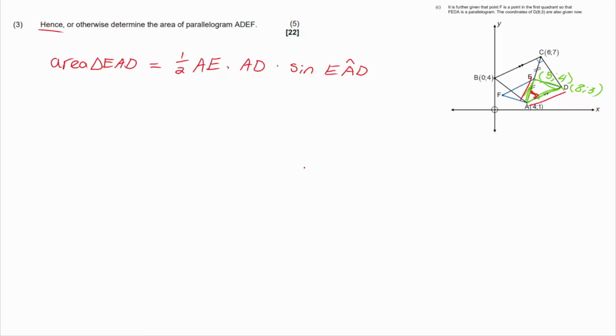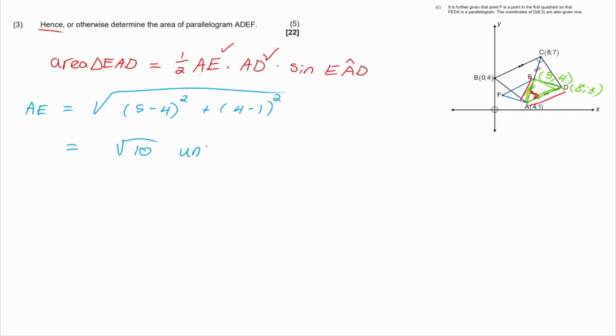Like that. Okay, so we can work out this and this using the distance formula. So let's do that. AE is equal to the square root of (5 minus 4) squared plus (4 minus 1) squared. All of this is square rooted. So this is 1 plus 9, so it's the square root of 10 units.